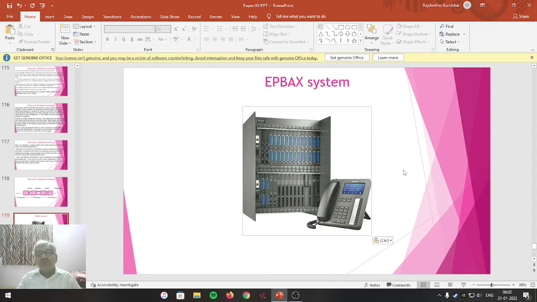and it is connected to many subscribers, many telephone handsets of the different systems or different departments. This system may be automatic, depending upon for which department the call is arriving. Accordingly, that line is switched on, or it may be a kind of manual system.